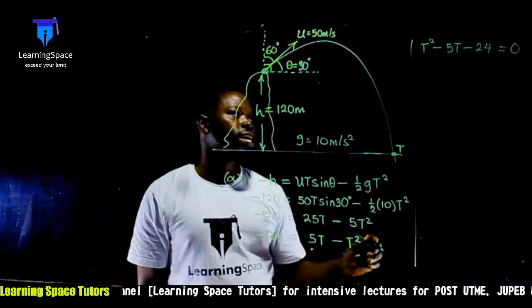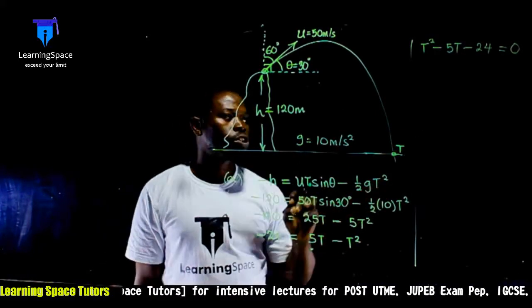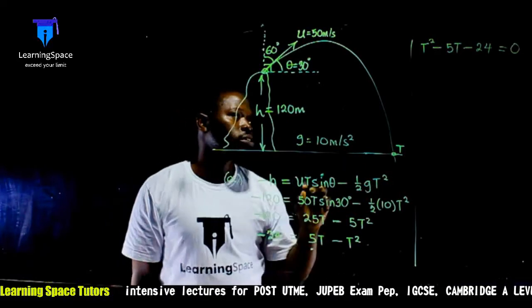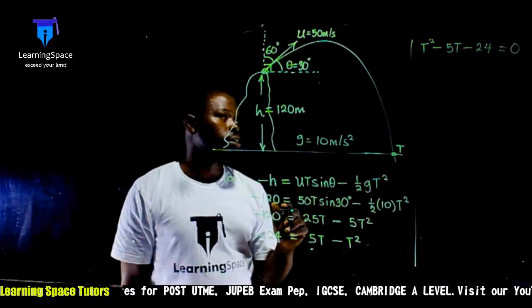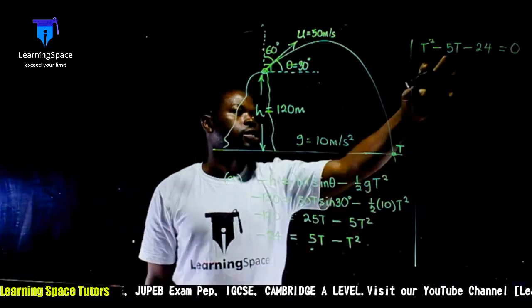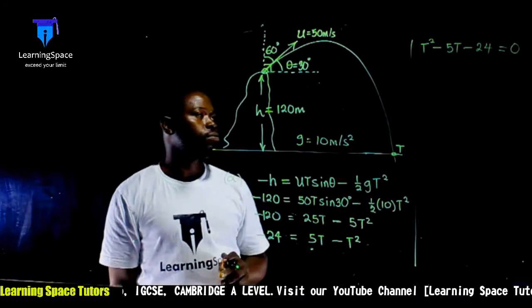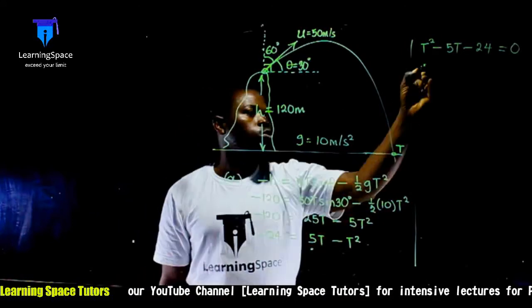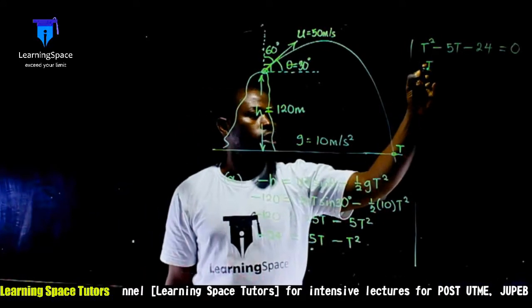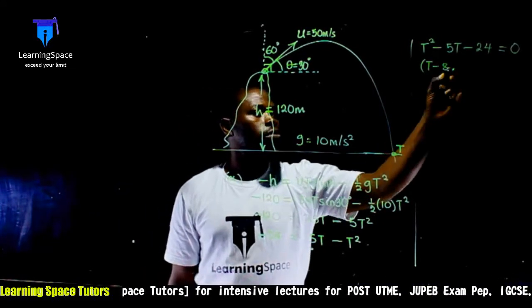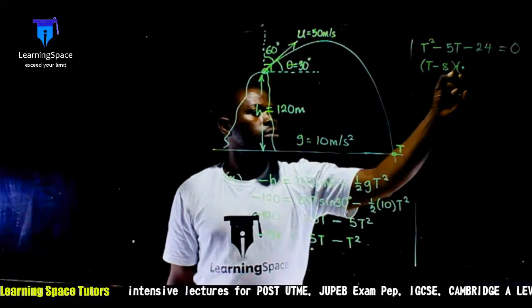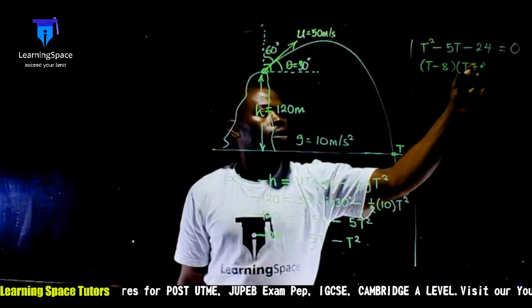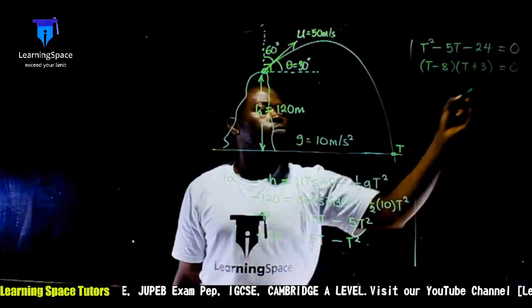Definitely, we know that those are minus 8 and plus 3. Minus 8 plus 3 is going to give us minus 5, but minus 8 times 3 is going to give us minus 24. So the solution to this is (t minus 8)(t plus 3) equals 0.